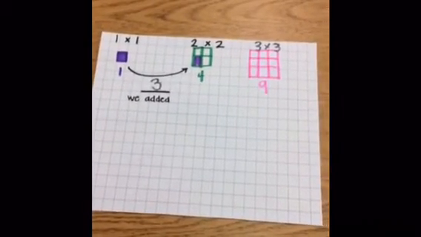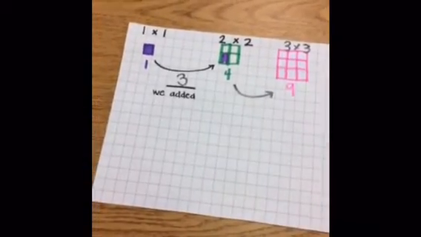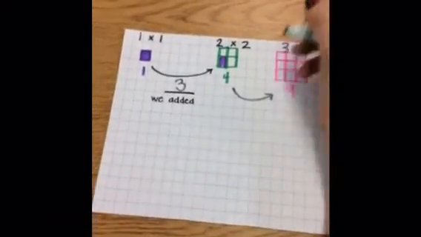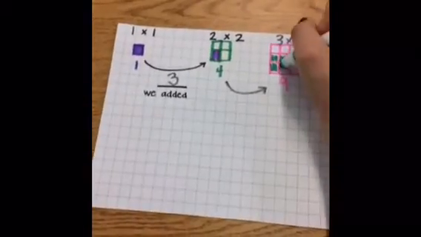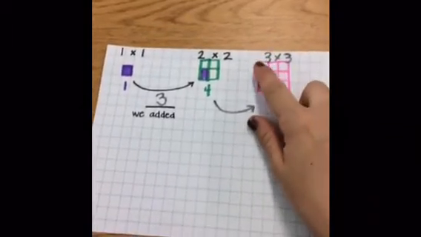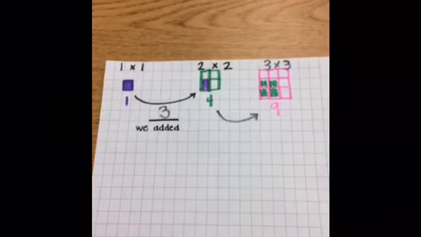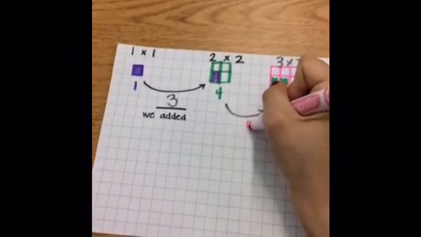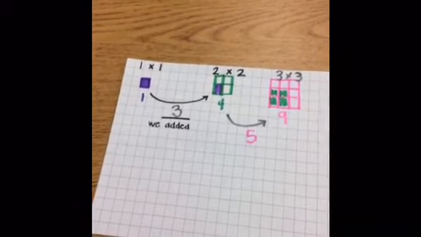And that time we added, let's color in what we did before. So we had this part before in our 2 times 2. And that time we added 1, 2, 3, 4, 5 more squares. So we added 5 more that time.